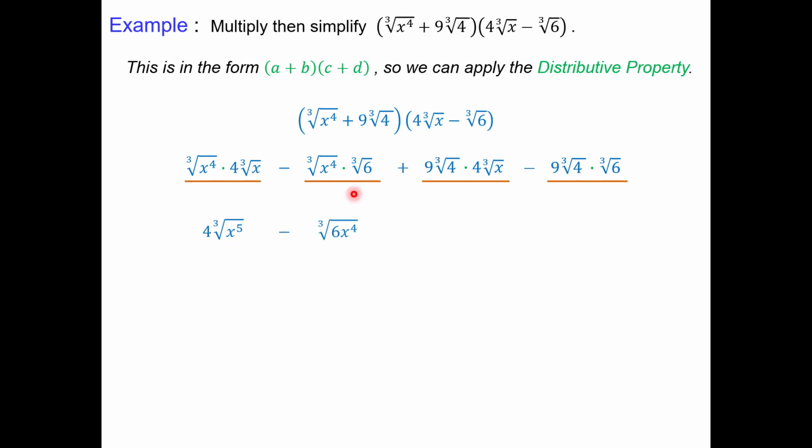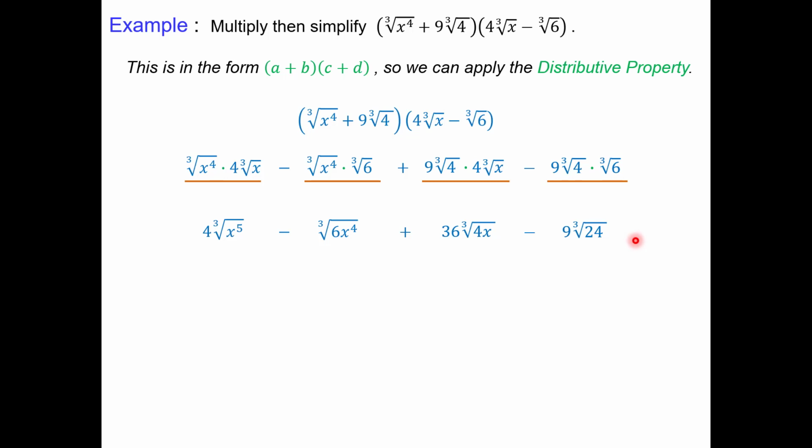Over here, everything's inside the cubed root, so it just becomes cubed root 6x to the 4th. Over here, notice what you're going to get. It's going to be a 36 outside, and then 4 times x inside the cubed root. And then back here, 9 on the outside, and then 4 times 6 is 24 on the inside of the cubed root. Now, this would be an answer, but it is definitely not simplified.